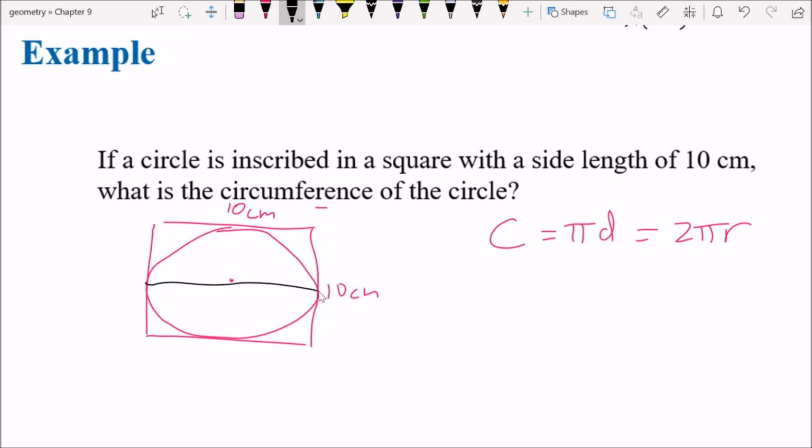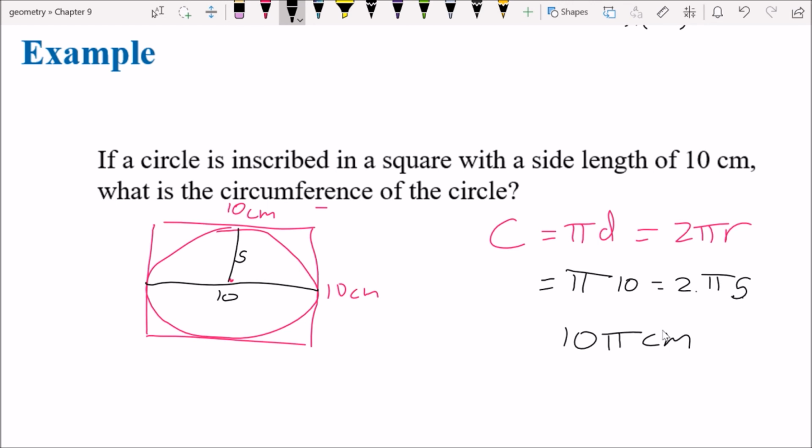Can you see how long that is? You should be able to see it's the same as this side length of the square. It's 10. What about the radius? So if that's 10, how long is a radius? Well, a radius is always half as much. So regardless of which part of this formula we use, we're going to get the same answer. I'm going to show that now. Okay, so that'd be pi times the diameter, which is 10, or 2 times pi times the radius. 2 times 5 is 10. There's 10. So 10 pi, and it is centimeters.